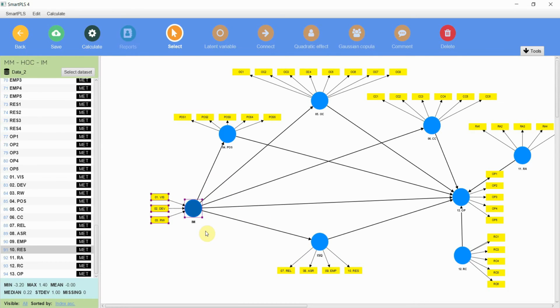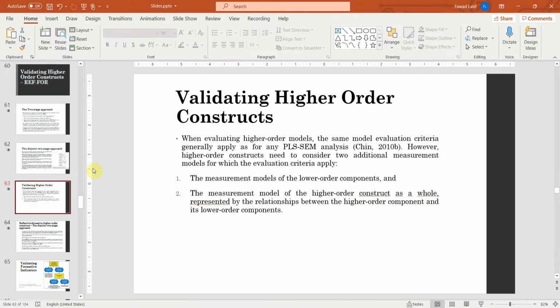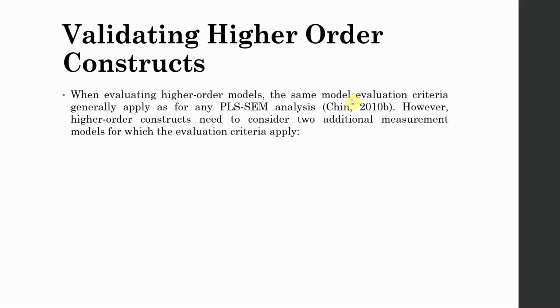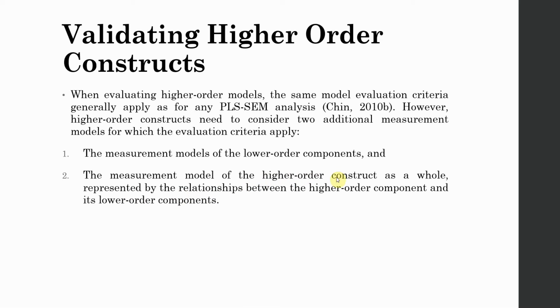Now how do we validate this scale? Before we go on and do it practically, let's look at the theory of it. When evaluating higher order models, the same model evaluation criteria generally applies for any PLS SEM analysis. However, higher order constructs need to consider two additional measurement models for which the evaluation criteria apply. The measurement model of lower order constructs. Again, when you have a higher order construct, the first step is that you validate all your lower order constructs before generating the latent variable score and using them to create your higher order constructs. The measurement model of the higher order construct as a whole.